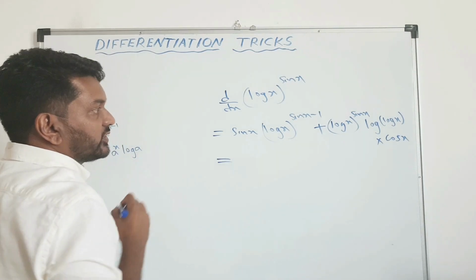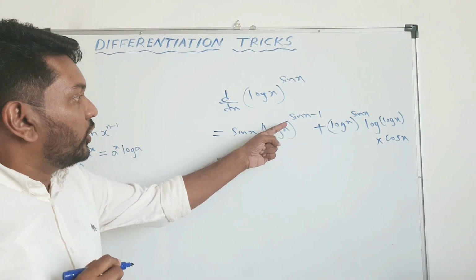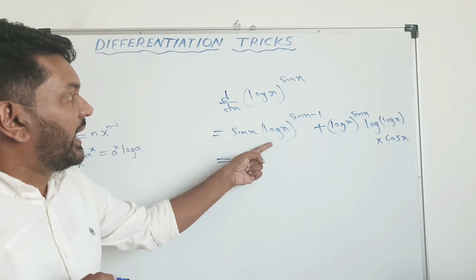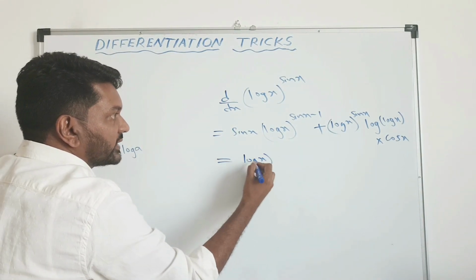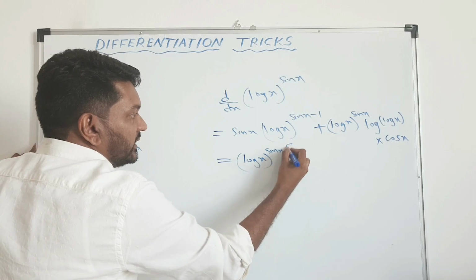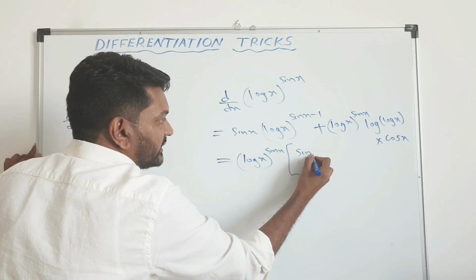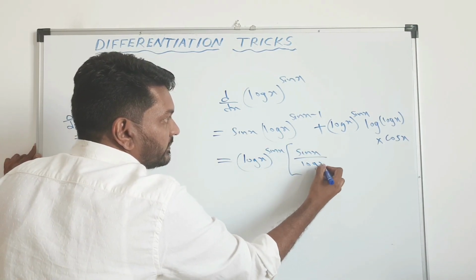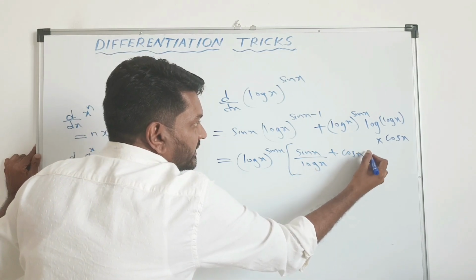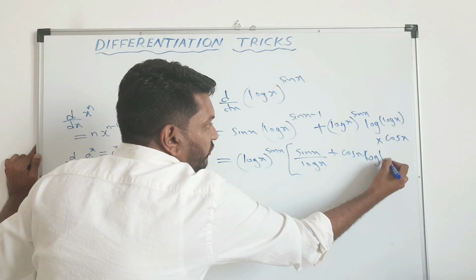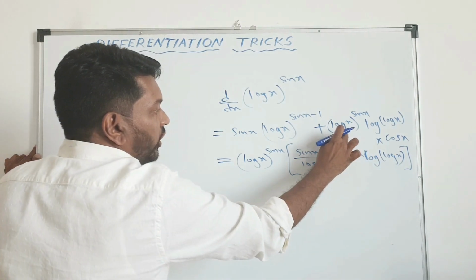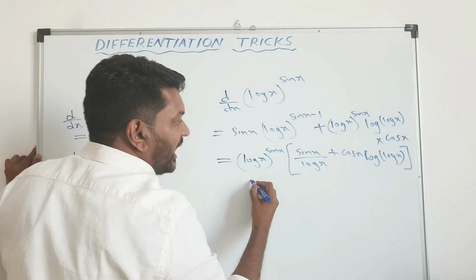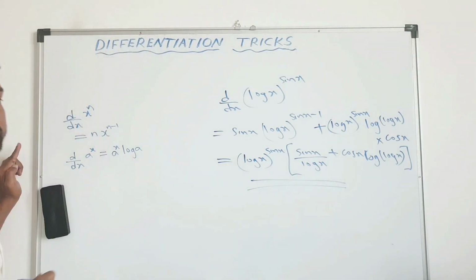You can simplify this further. You can write it as log x raised to sin x divided by log x. And log x raised to sin x you can take common. So log x raised to sin x, then remaining will be sin x divided by log x plus cos x into log of log x. You took log x raised to sin x outside, and this is the final simplified answer.